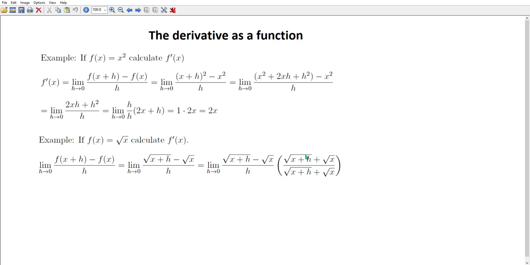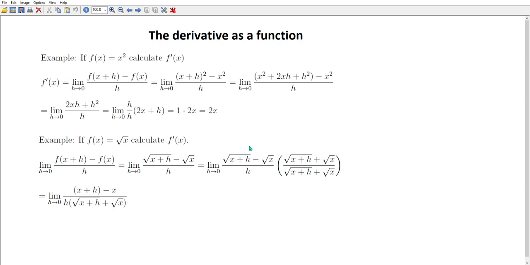And the conjugate is square root of x plus h plus square root of x. And we multiply by this term because it's 1 and it does not change the value. However, it does simplify matters considerably. Now, why does this work? If you think of this as a and that is b, this is a minus b times a plus b. We know that's a squared minus b squared, and that's going to get rid of the square roots.